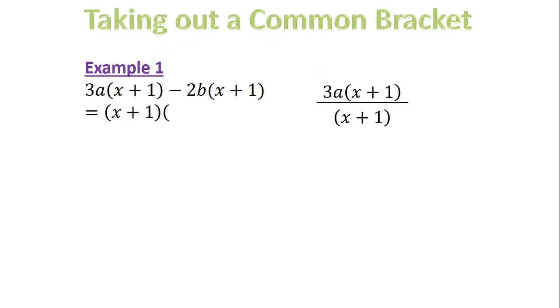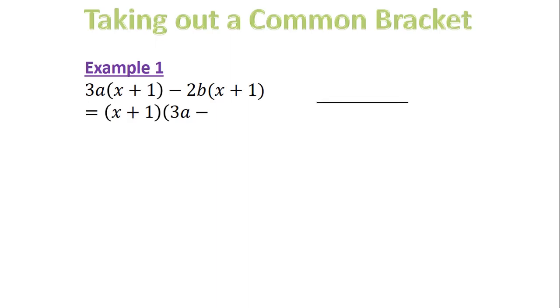And now we simplify. We can cancel out the common bracket. So the bottom bracket, x + 1 goes there once, and x + 1 goes there once. And can you see we're left with just 3a? And so we write down 3a. Then minus.